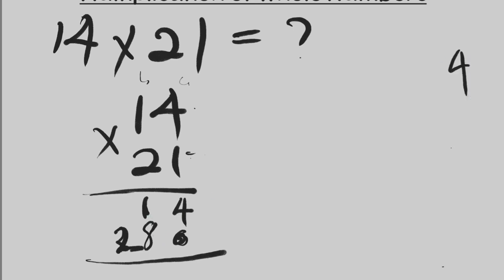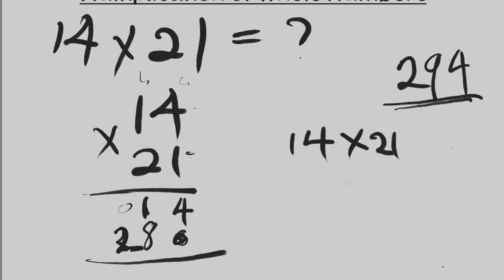And then 1 plus 8 is 9. So I'm going to put 9 right there. And then this is also 0. So 0 plus 2 is 2. So our answer is 294. So that means when I multiply 14 times 21, we should get 294. That's what our answer is going to be. Okay. Let's do one more example so we can wrap this up.